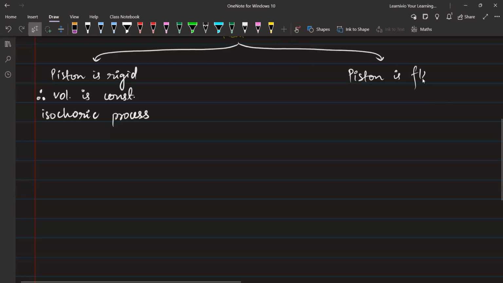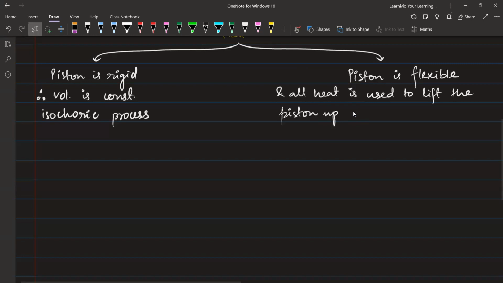If the piston is flexible and all heat is used to lift the piston. Now, therefore, temperature is constant. What will be the name of process? I will wait for 5 seconds. 5. What is the name of process when temperature is constant? 5, 4, 3. Yes. Thank you very much. Isothermal.